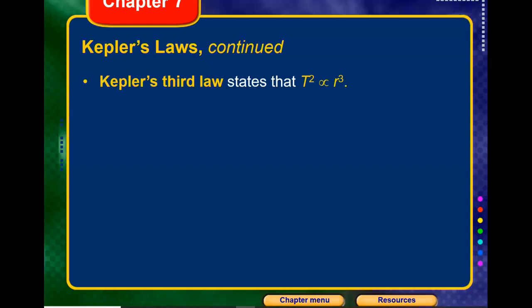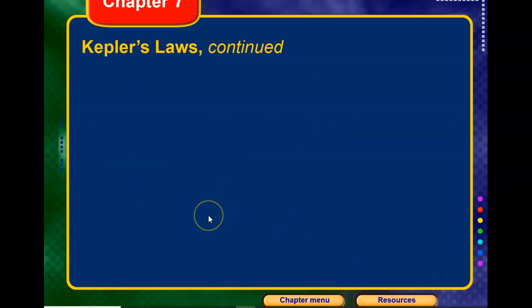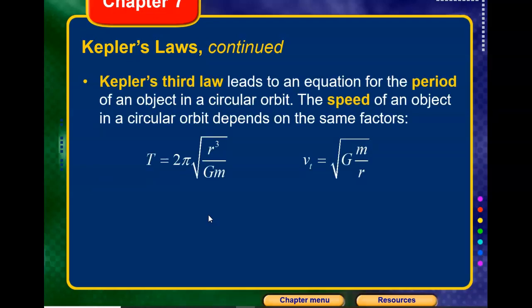So Kepler's third law is this ratio between the orbital period, the time it takes to go around, and the radius of the orbit. We have this thing called the constant of proportionality, where m is the mass of the object being orbited. So Kepler's third law can be rearranged like this. We're not going to have you do that per se, but we want you to know these two formulas.